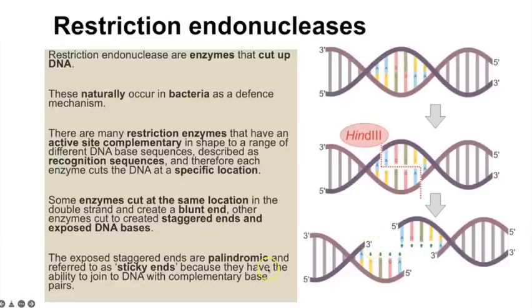Now the palindromic sequence, that is referring to where it cuts. The top part of our DNA sequence is the same as the bottom part backwards. So palindromic means it's the same forwards as it is backwards.